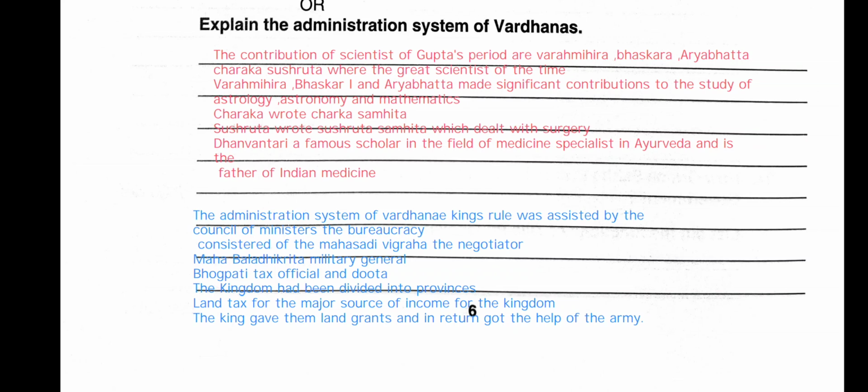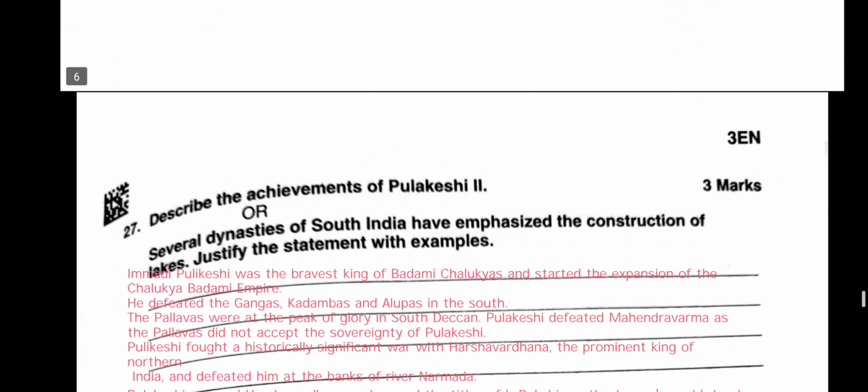Explain the administration system of Vardhana. In the administration system of Vardhana, the king's rule was assisted by the Council of Ministers. The bureaucracy consisted of the Mahasandhivigrahika, the negotiator, the Baladhikrita, military general, Bhogadipati, tax official, and Duta. The kingdom had been divided into provinces. Land tax was the major source of income for the kingdom. The king gave them land grants and in return got the help of the army.